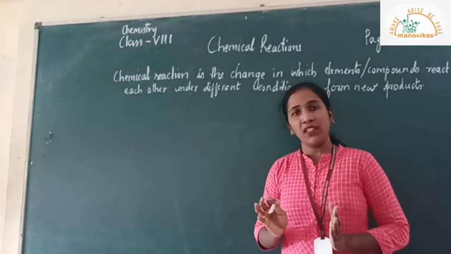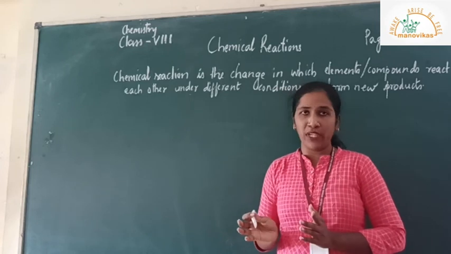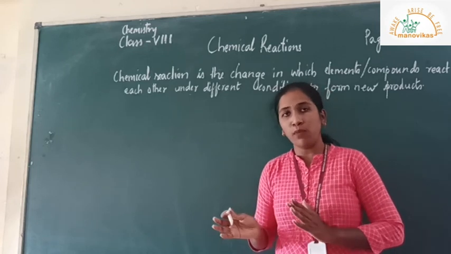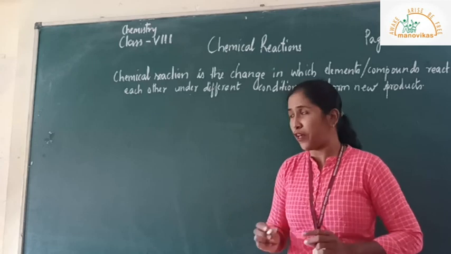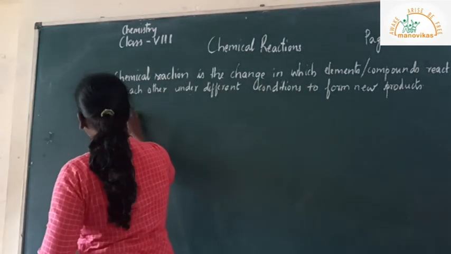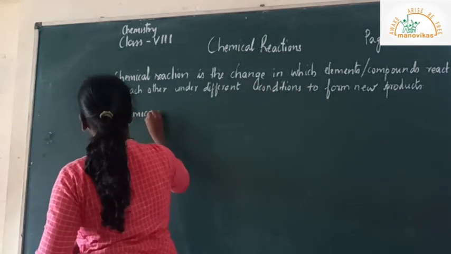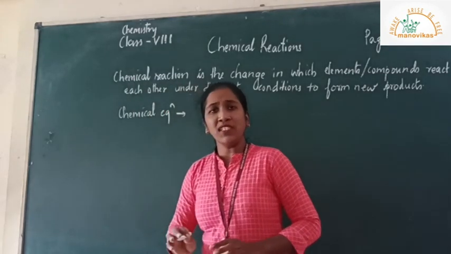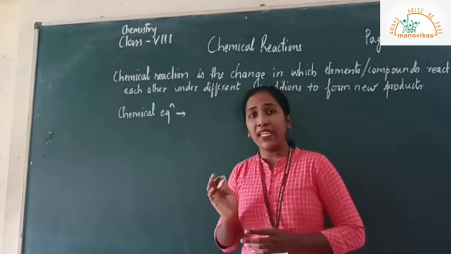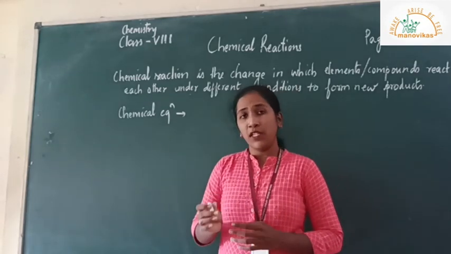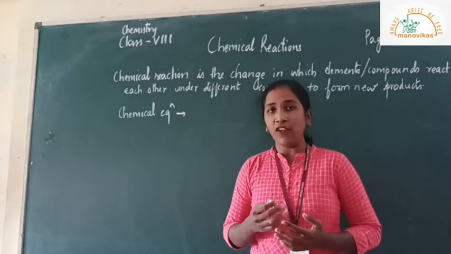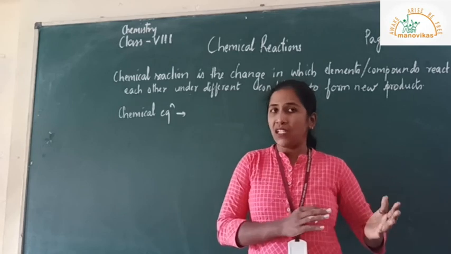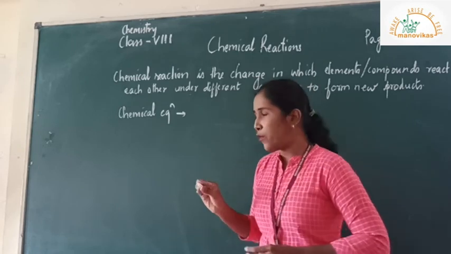Now, in this chemical reaction, we have a chemical equation which has two parts, that is reactants and products. So, let us see what we mean by chemical equation. Chemical equation is a representation of chemical reaction using symbols and formulae. Okay, that is in the reactant side as well as the product side.